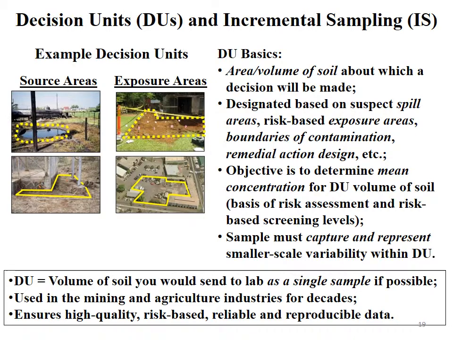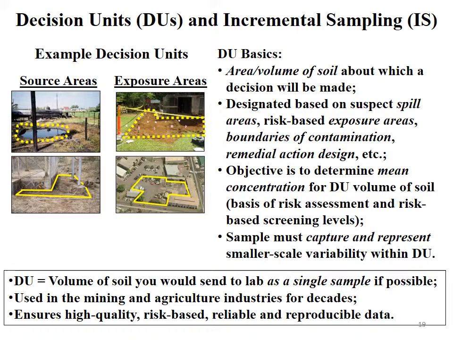So there are two key parts in sampling theory, two key terms we use: decision units and incremental sampling. First, decision units. The strict definition of decision units: an area or volume of soil about which a decision will be made. In the end, we've always been doing this. Decision units are areas in the field that are designated based on suspect spill areas, or areas you suspect to be more heavily contaminated than others, or they could be designated based on an exposure area, say someone's backyard or a large commercial property with a lot of exposed soil.